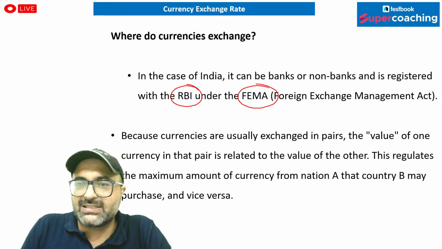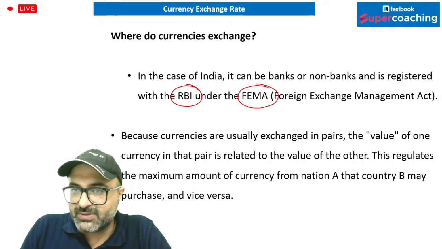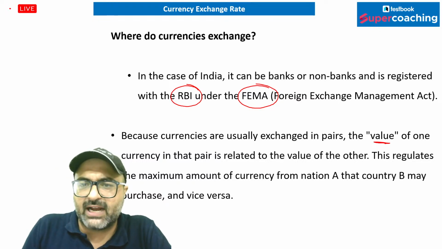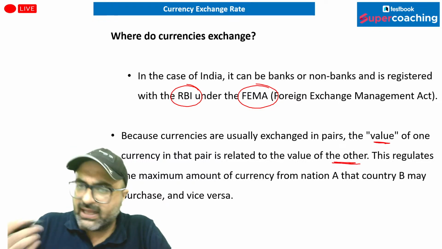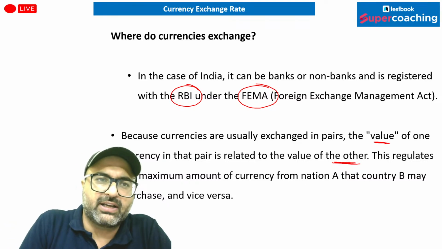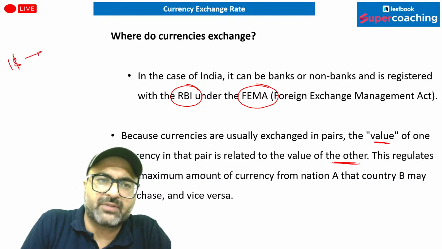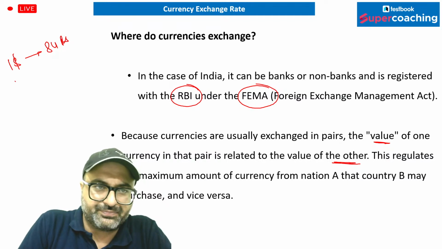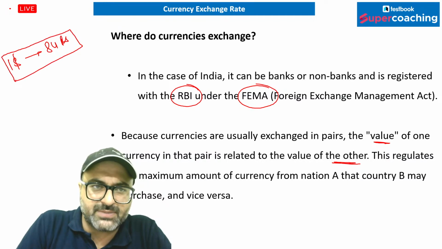Because currencies are usually exchanged in pairs, the value of one currency in that pair is related to the value of another. This is very important. Currency exchange is always done in pairs. That means $1 is equal to 84 rupees. So, this is a pair.